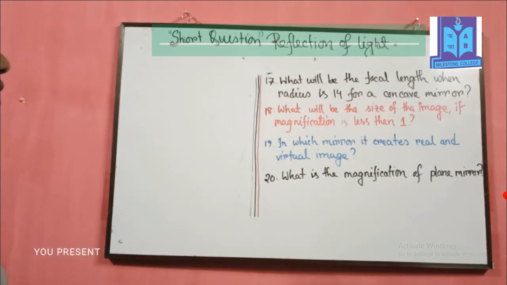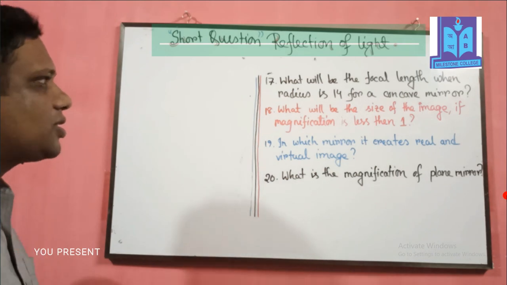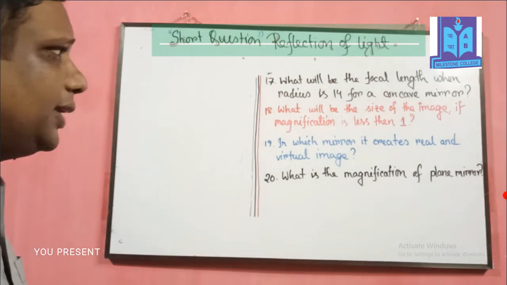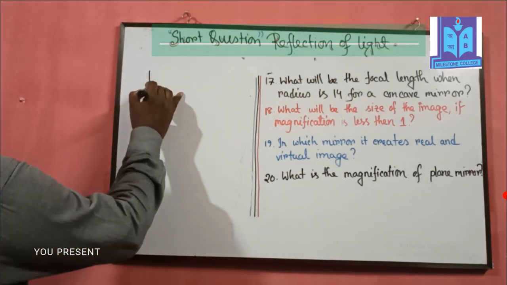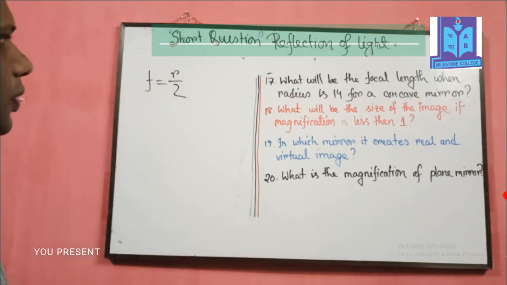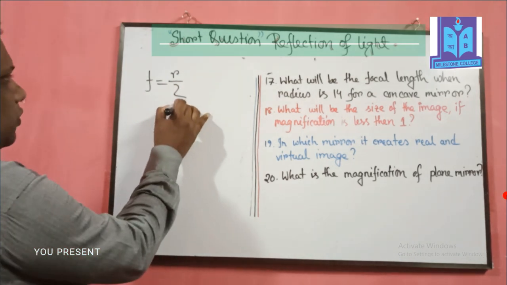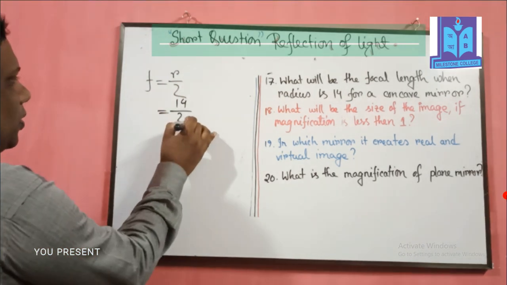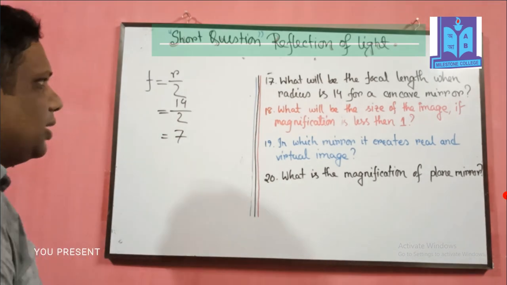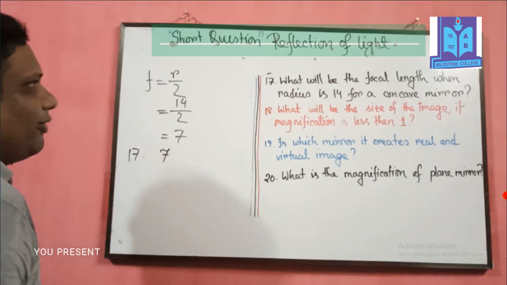And number 17, what will be the focal length when the radius is 14 for a concave mirror? We know that the formula is f is equal to r by 2. Here the radius r is equal to 14, so the answer is 7. So my dear students, for 17 the answer will be 7.